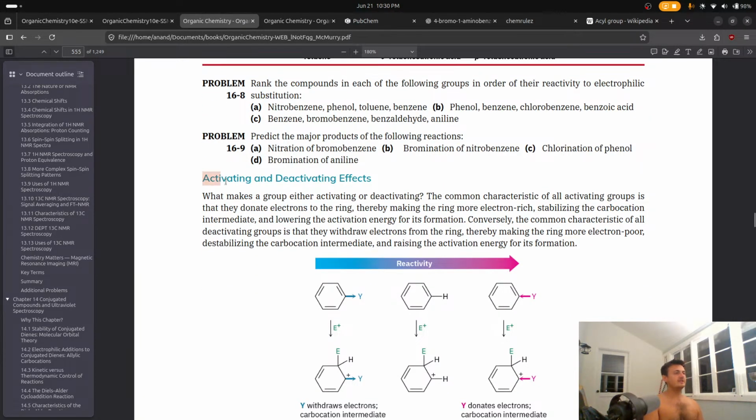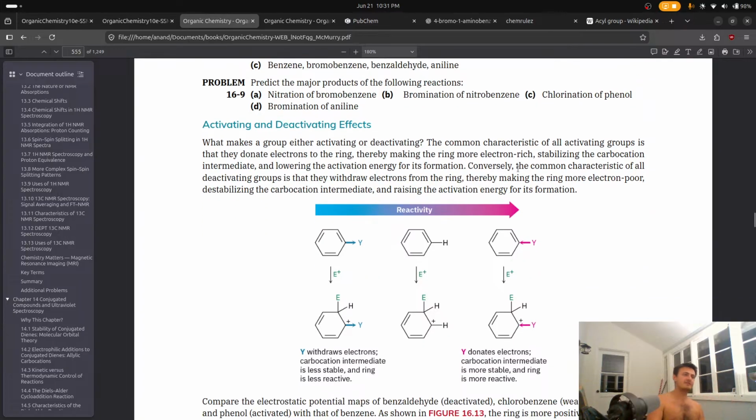Alright, activating and deactivating effects. What makes a group either activating or deactivating? The common characteristic of all activating groups is that they donate electrons to the ring, thereby making the ring more electron rich, stabilizing the carbocation intermediate, and lowering the activation energy for its formation. Conversely, the common characteristic of all deactivating groups is that they withdraw electrons from the ring, thereby making the ring more electron poor, destabilizing the carbocation intermediate, and raising the activation energy for its formation.